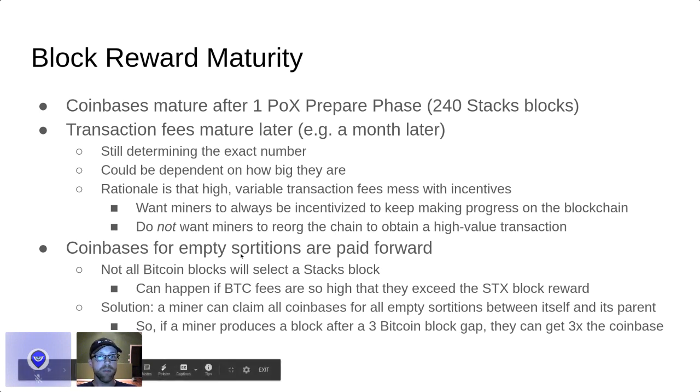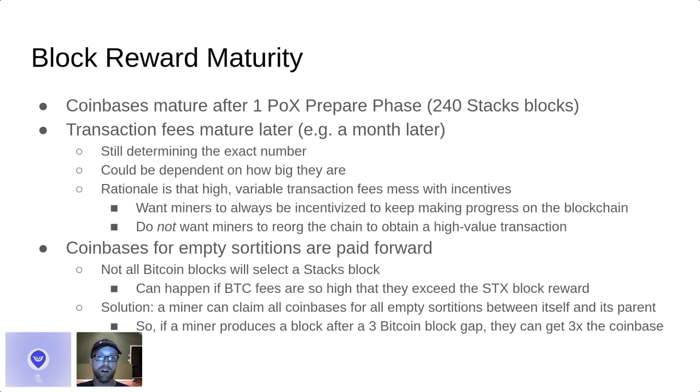And the final thing about block maturity that I want to bring to y'all's attention is Coinbases for empty sortitions are paid forward. So it's entirely possible that a Bitcoin block can get mined that has no Stacks block commit transactions in it. And in fact, this can happen even naturally and under a rational actor model, because if Bitcoin transaction fees are so high that they're worth more than the Stacks Coinbase, then no one would ever want to mine. It's not profitable.